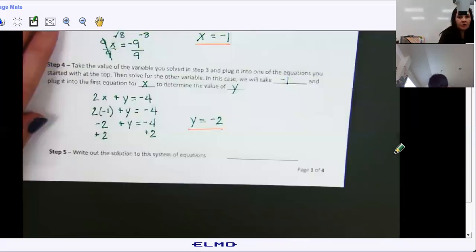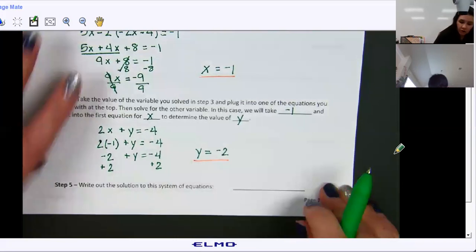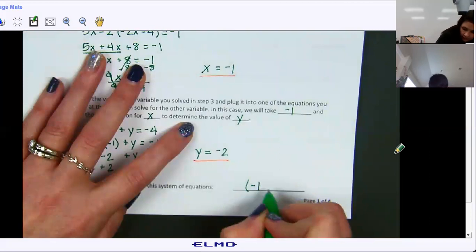So step five, we're going to write out the solution in this system of equations as an ordered pair. Remember, x always goes first. So our solution is -1, -2.